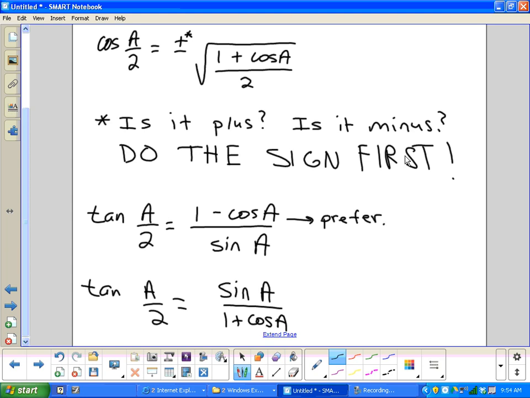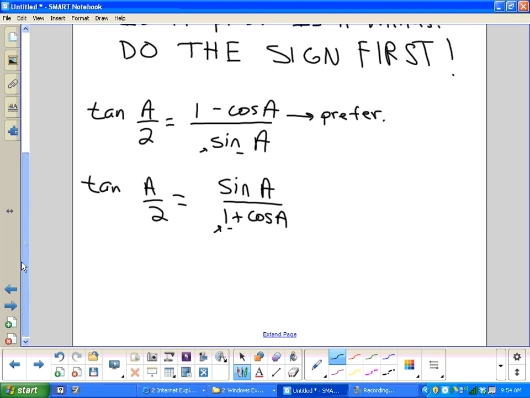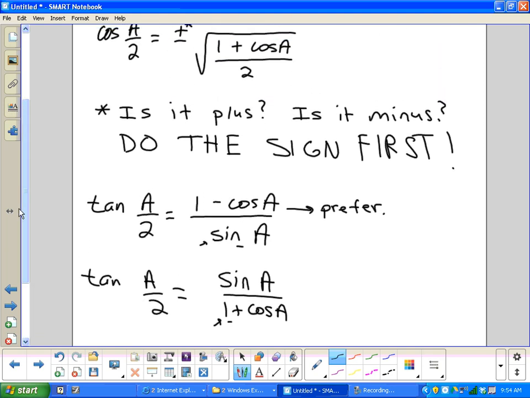Usually this one is preferred, and here's why. Usually the denominators are pretty likely to have a radical in them. You're probably going to see a radical in the denominator, so you're going to have to rationalize. Would you rather rationalize a single radical or 1 plus that radical? What would be easier to rationalize?